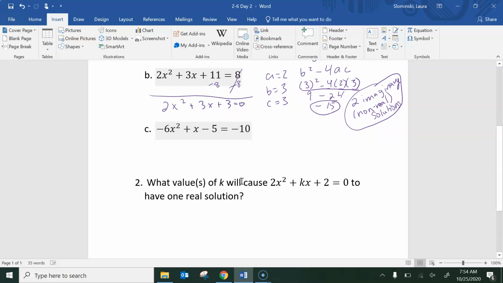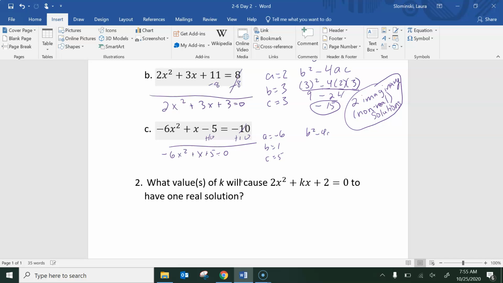All right, if you're getting the hang of it, you can just watch this last one. If you want to practice on your own, you can pause it and try it. But in the last one, you would add 10. I get negative 6x squared plus x plus 5 equals 0. A is negative 6, B is 1, C is 5.